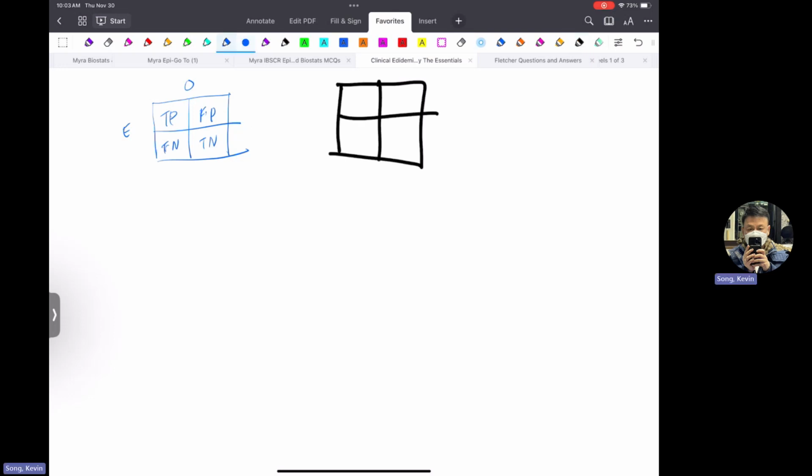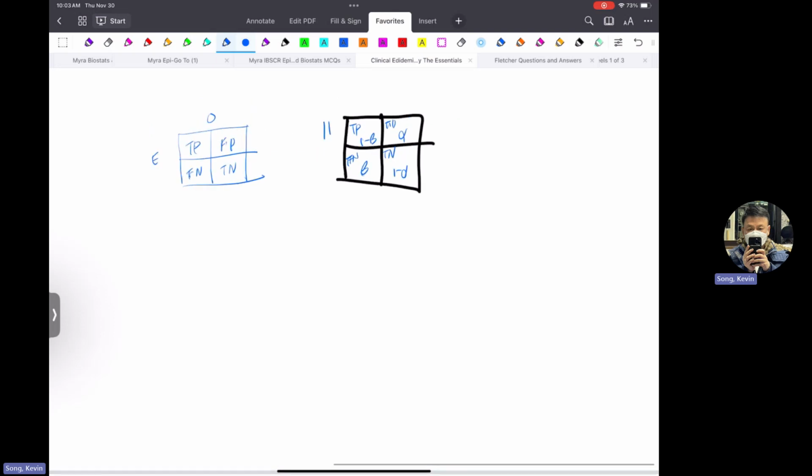So here in this contingency table, we have true positive, false positive, false negative, true negative, right? So this is beta, 1 minus beta, alpha, 1 minus alpha. In hypothesis testing, this is H1, H1, H0, H0. What this means is that H0 means the old drug and the new drug have no difference. Basically, they are the same, and H1 means that the new drug is effective.